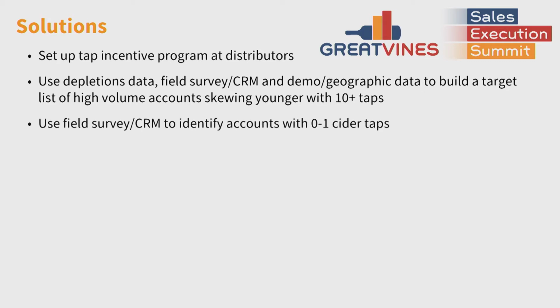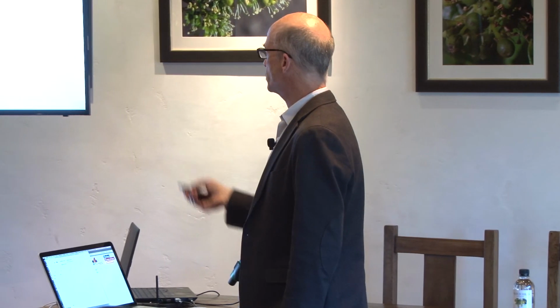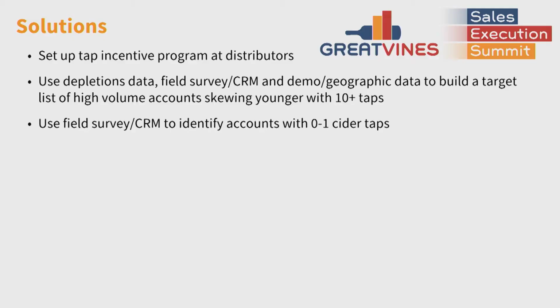Using the depletions data, field survey, CRM, or demographic data, we build a target list of high volume accounts that skew younger and also have 10 plus taps. Remember that skewing younger, apart from the earlier category information on cider. Now we use a field survey CRM to identify the accounts with 0 to 1 cider taps. And those of you who are selling craft beer, you can substitute a new craft beer category like Radler or Saison for cider, but it's the same principle.